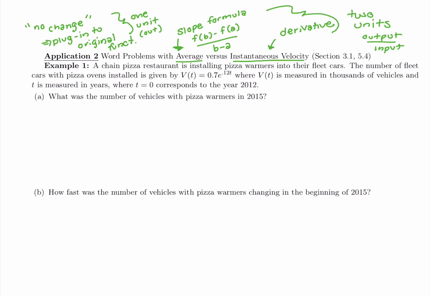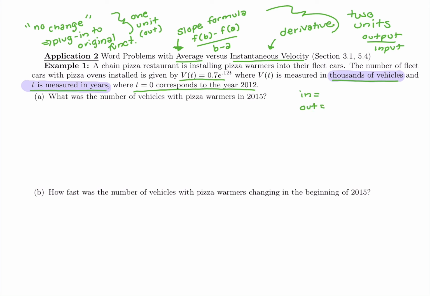Looking at this first example, we have a chain pizza restaurant installing pizza warmers into their fleet cars. The number of fleet cars with pizza ovens installed is given by this V of t. Here's our function. V of t is measured in thousands of vehicles, and t is measured in years, where t equals 0 corresponds to 2012. First of all, we want to note our units: thousands of vehicles and years. So tell me how many vehicles there are and I'll tell you what year it is, or vice versa.